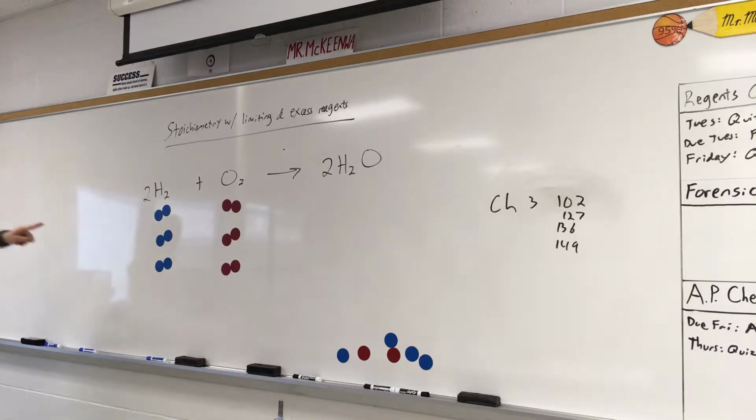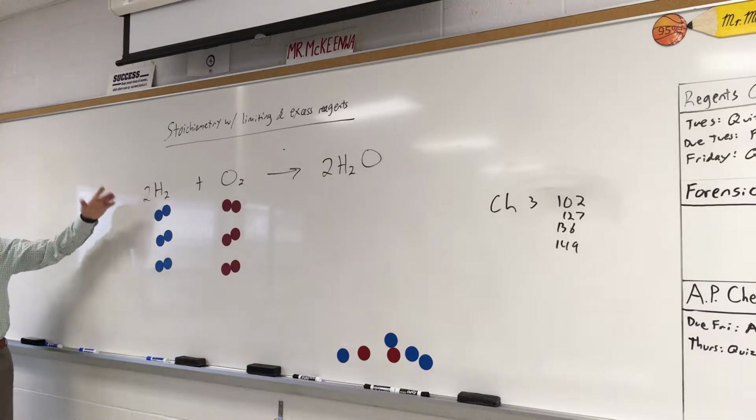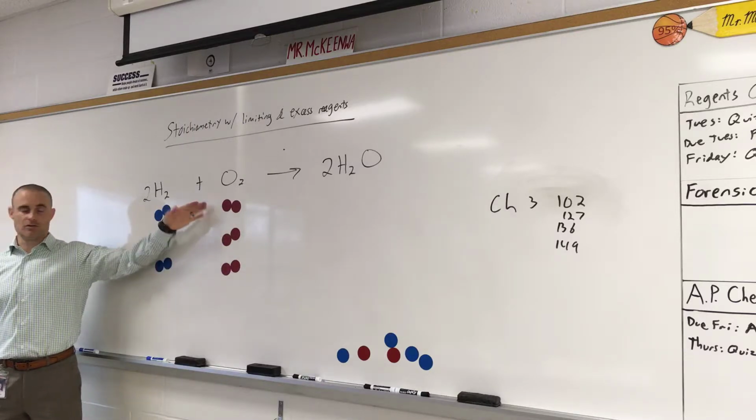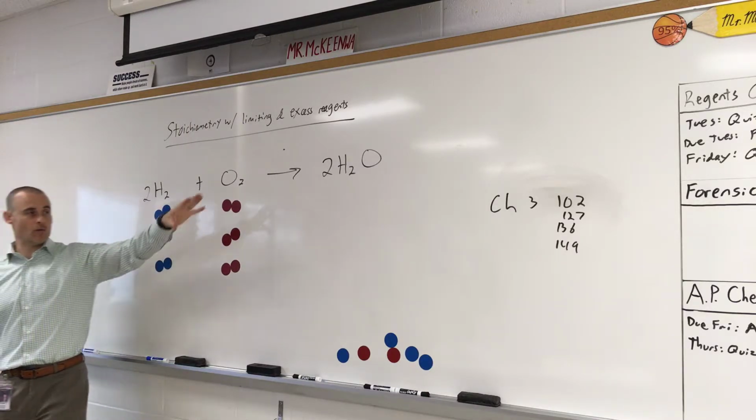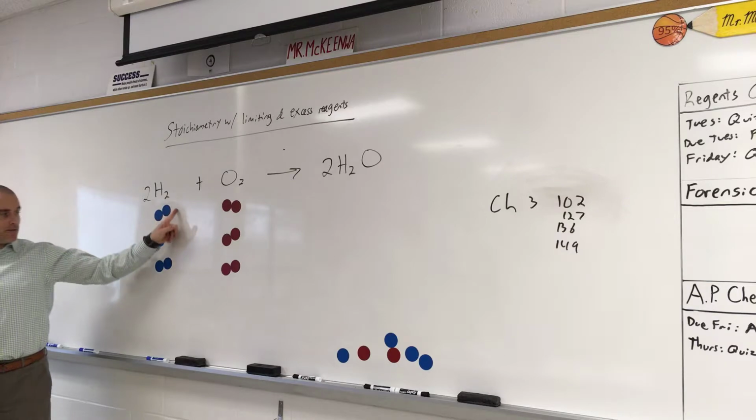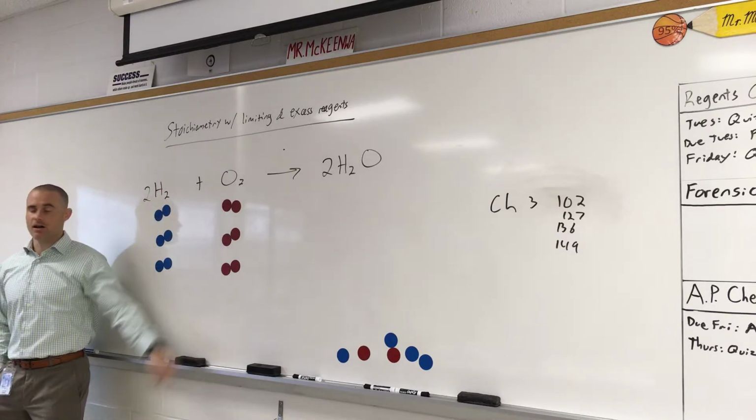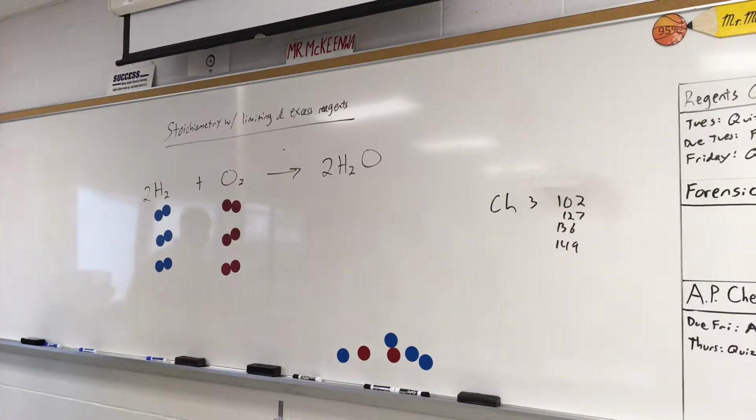If these 3 particles or moles of hydrogen and these 3 particles or moles of oxygen react to form water, which one of these is going to be completely used up and which one's going to have particles left over? So make the water and see what's left over and what's not. The one that's left over is excess. The one that's not is limiting.